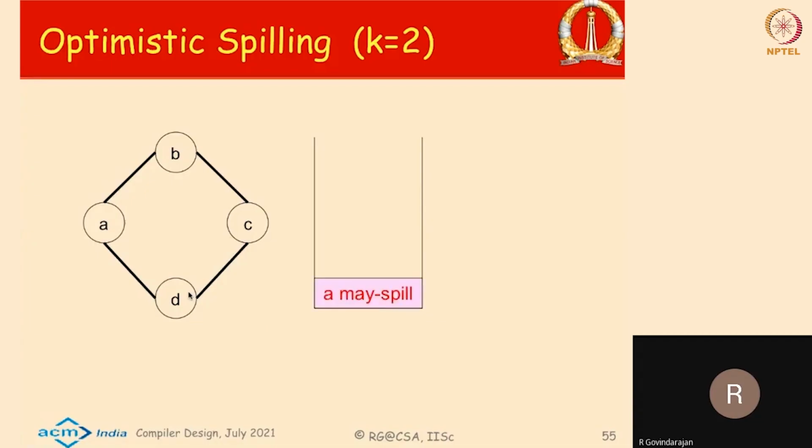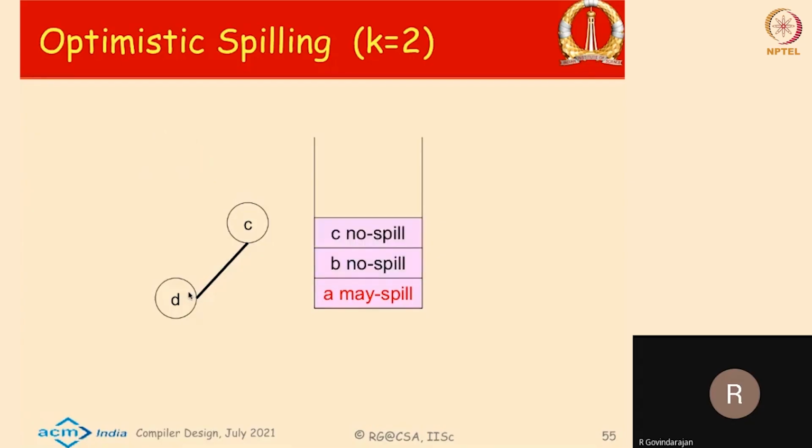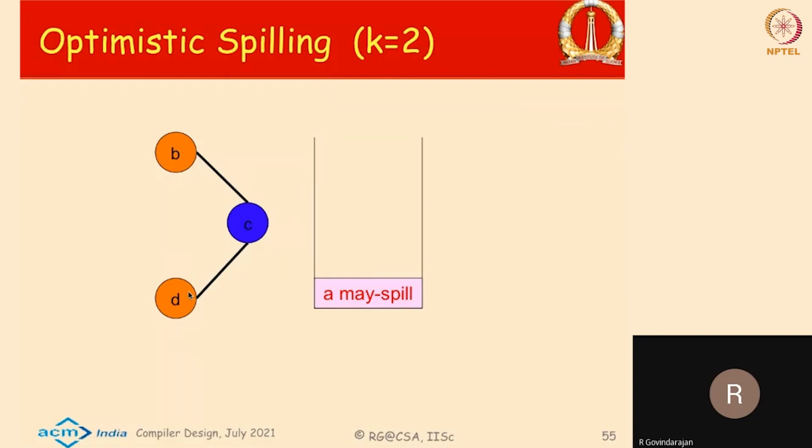So in this case, you can just push A as may spill, and then of course B, C, D can be pushed as no spills. Then when you keep coloring them, you color D using one color, C using the other color, B now has to have a color which is different from C, and then you try to color A. You saw that, even though A has two adjacent nodes, fortunately for us, they both have the same color. So I do have the second color available to me, and I can give that second color to A, and this is what is called optimistic spilling.